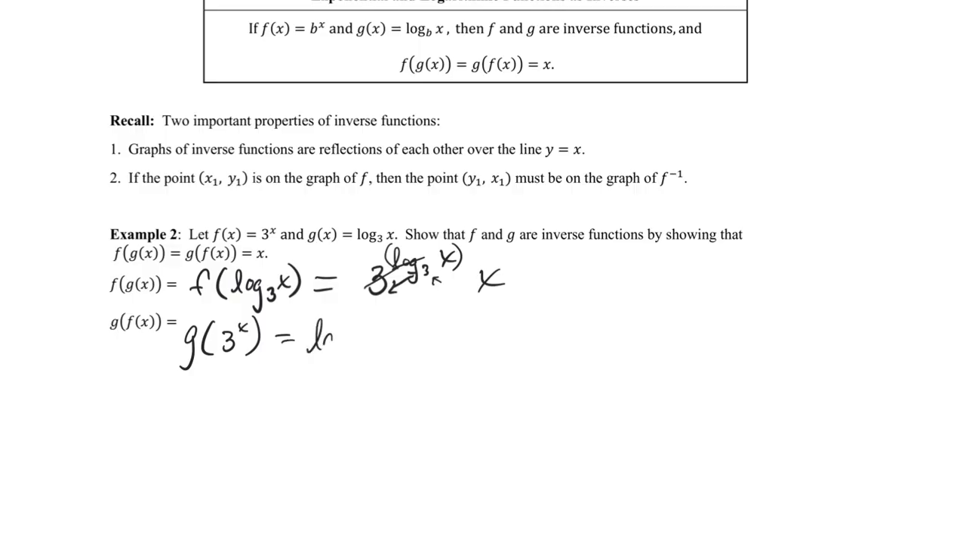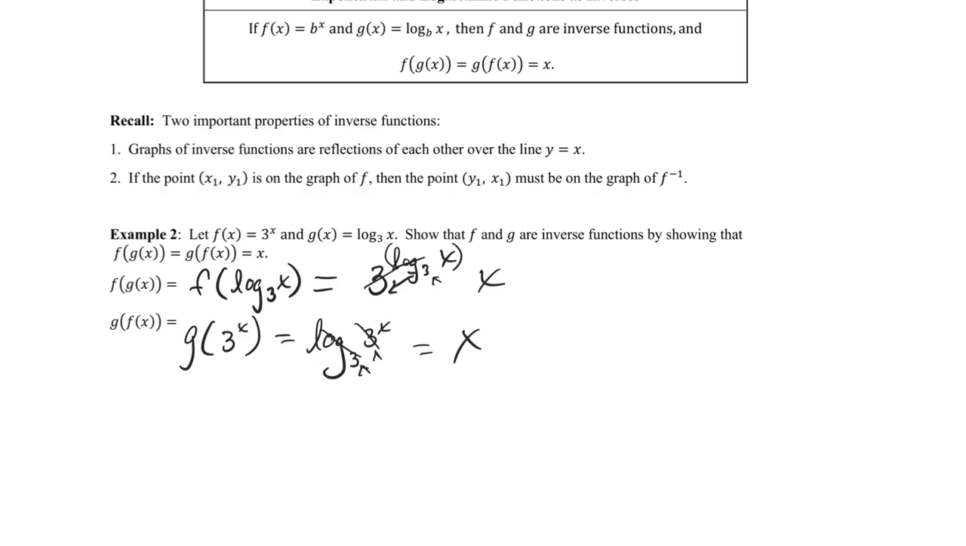So if I do log base 3 of 3x, this base and this base match. They cancel each other out, and I'm left with an x. So they do both work down to x.